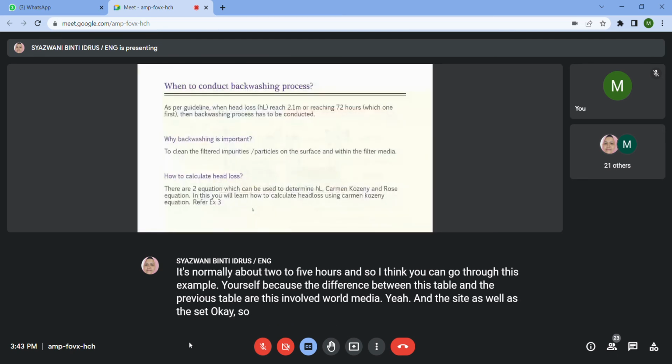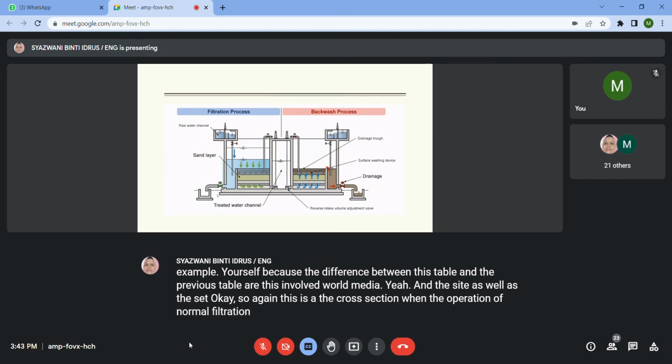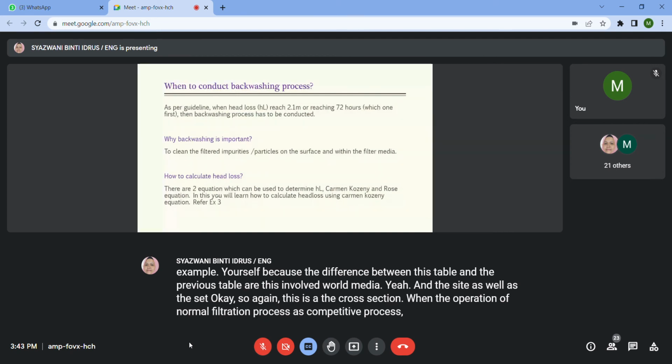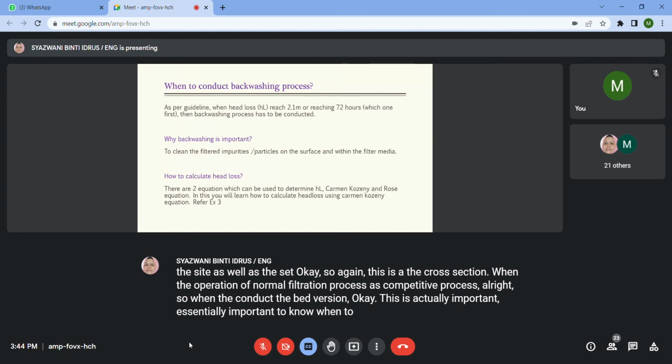Okay, again, this is the cross section during the operation of the normal filtration process as compared to the backwashing process. Alright, so when to conduct the backwashing? Okay, this is extremely important. Extremely important to know when to conduct the backwashing.